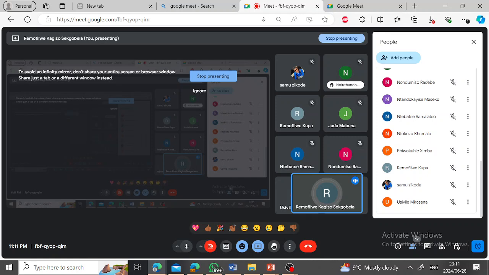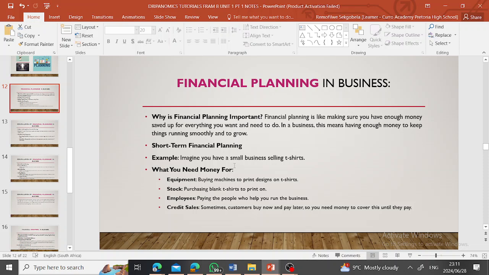Fine, guys, let's go back. So imagine we have a small business selling T-shirts. What might we need the money for? We're going to need money for equipment, which is buying machines to print the designs on the T-shirts. We're also going to need stock, which is purchasing blank T-shirts to print on, or manufacturing the shirts ourselves, which for most small businesses is not really viable. And then employees: you need to pay the people who help run your business.